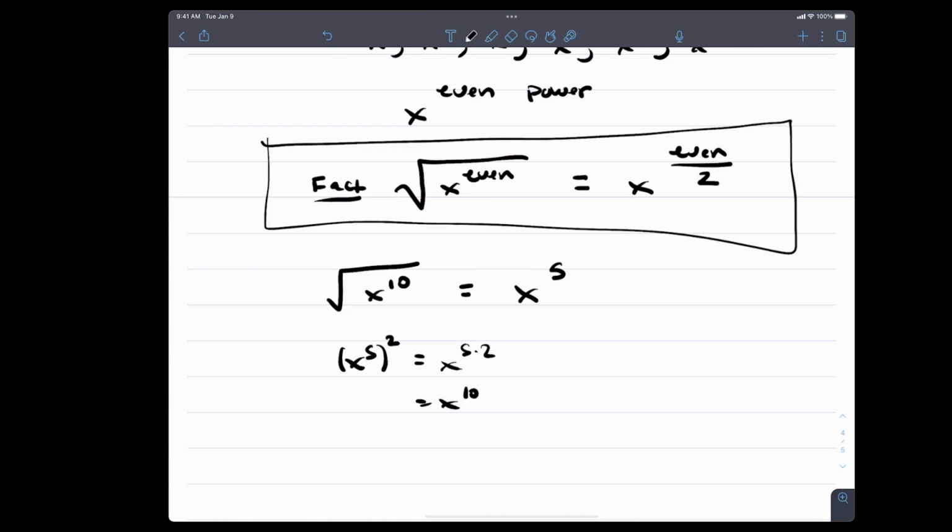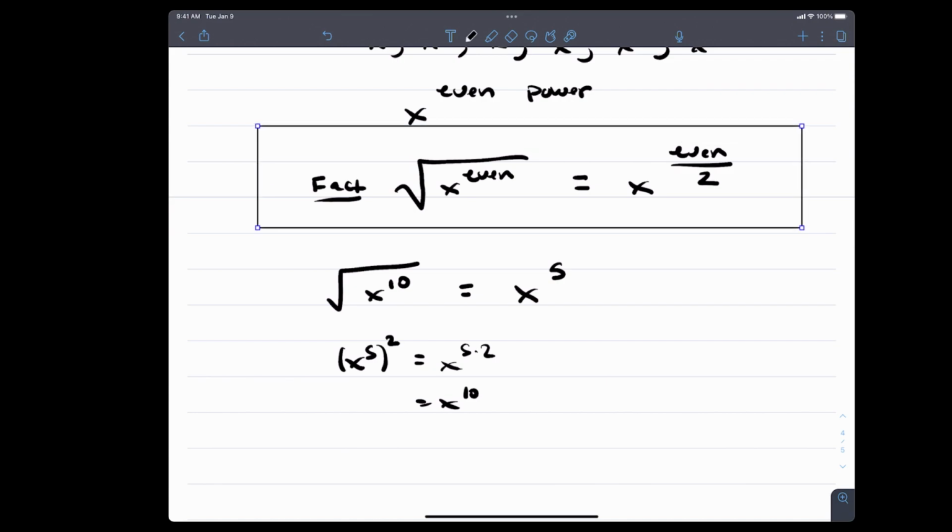If you notice that relationship, do you guys think that this is a very helpful relationship? What do you guys think? Is this a true statement? You can take the square root of x to the 10th and it's x to the 5th. What's this 10 divided by 2? That's x to the 5th power. Okay, you guys see what I'm saying? Is that a useful fact?